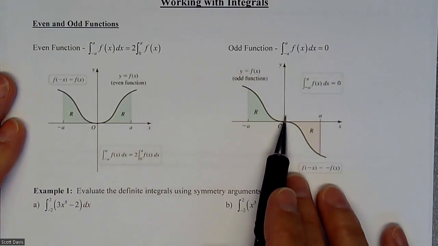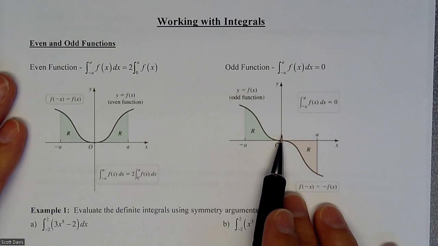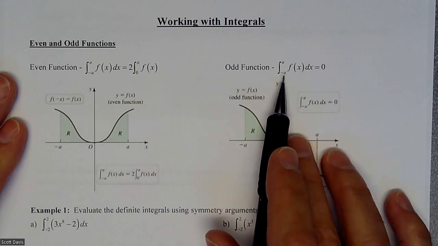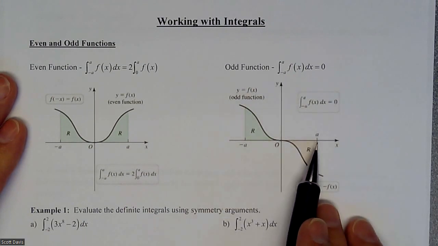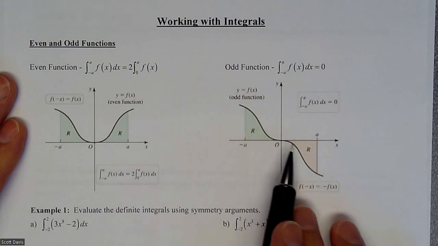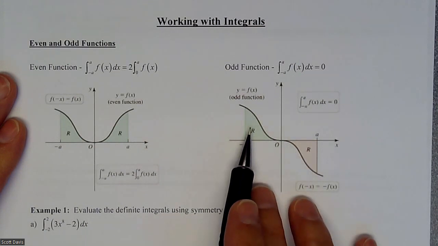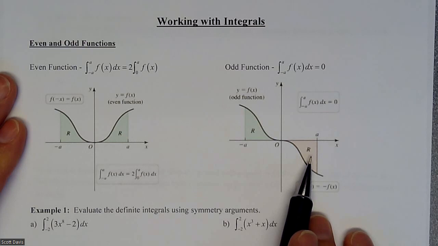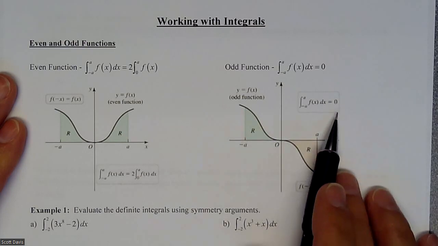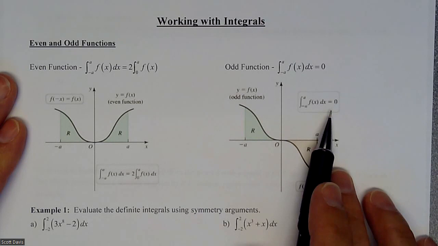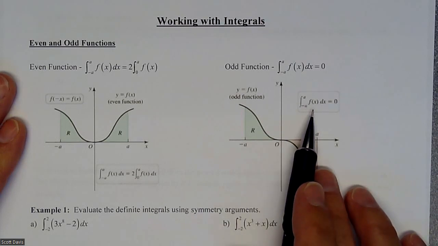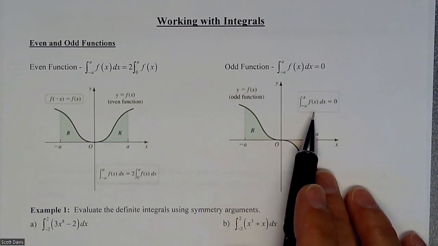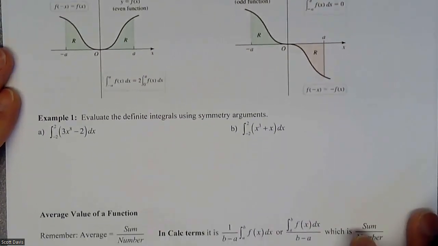And then an odd function, you're going to save a lot of time because if you go, again, from a negative a to a positive a, those areas are going to be opposites of each other. So you're going to have a positive area and you're going to have the exact same negative area. And so they're going to undo each other and cancel each other, and you're going to get a 0. So if you recognize that, you're going to definitely save some time. So let's take a look at two different examples.